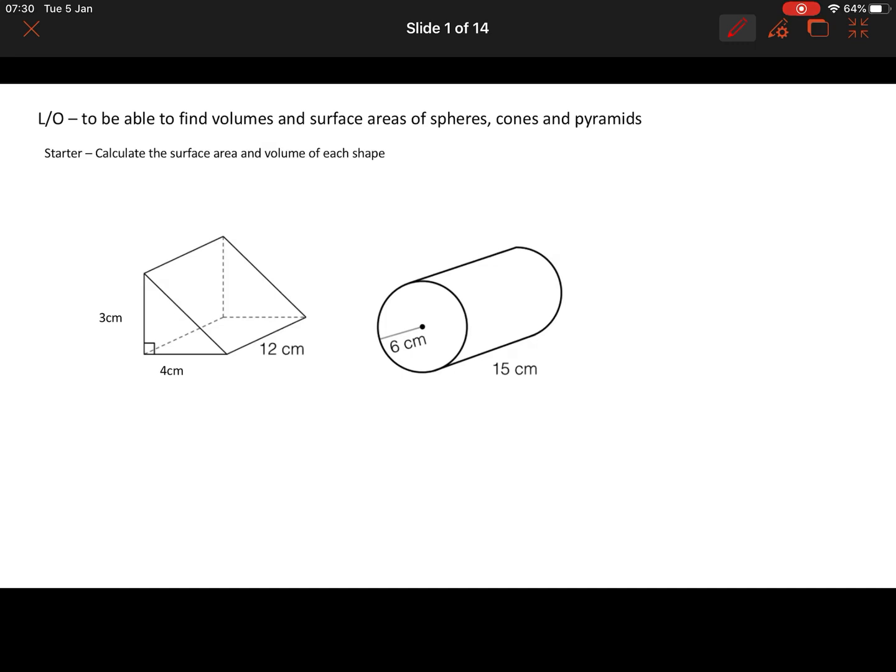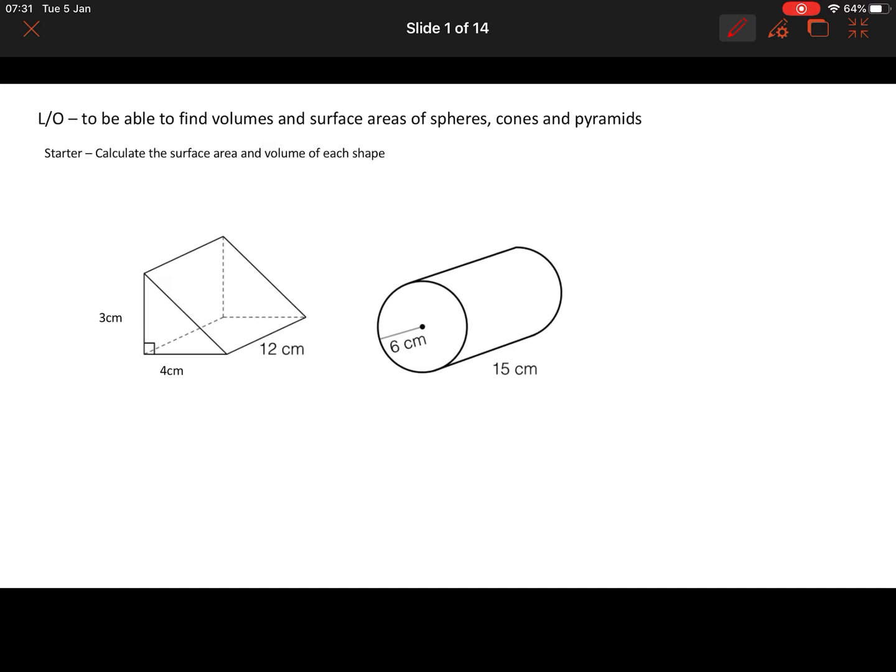So here we have a triangular prism and a cylinder. Can you stop the video please and have a go at calculating the surface area and the volume of each shape? Okay, hopefully you've done that.